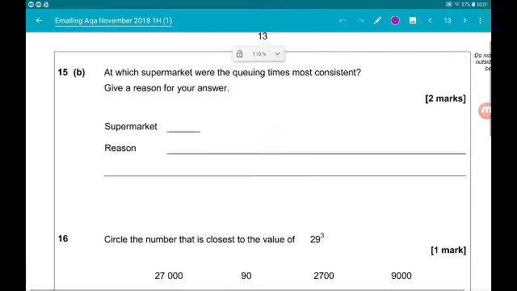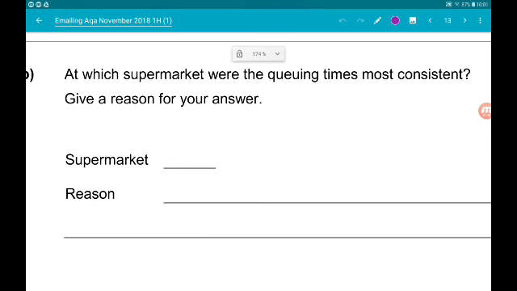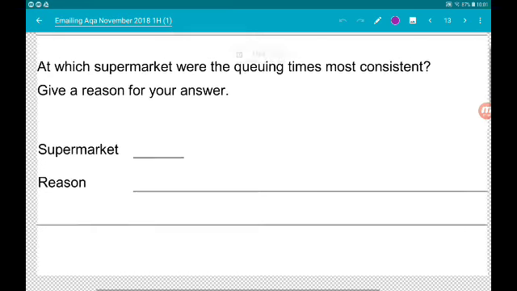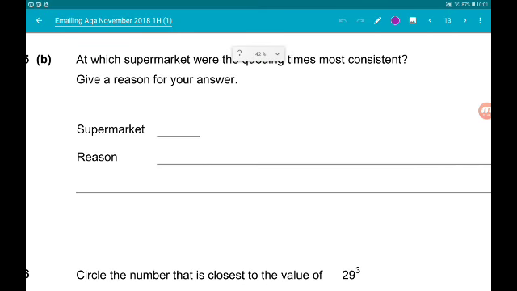Okay, then part B says at which supermarket are the queuing times most consistent? So, when you're talking consistency of data, you want the range to be as small as possible. Remember, the range tells us the spread of data, so a wider range means less consistency.